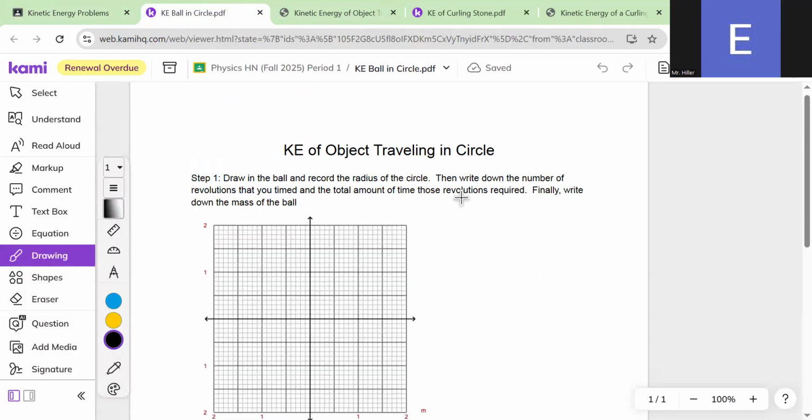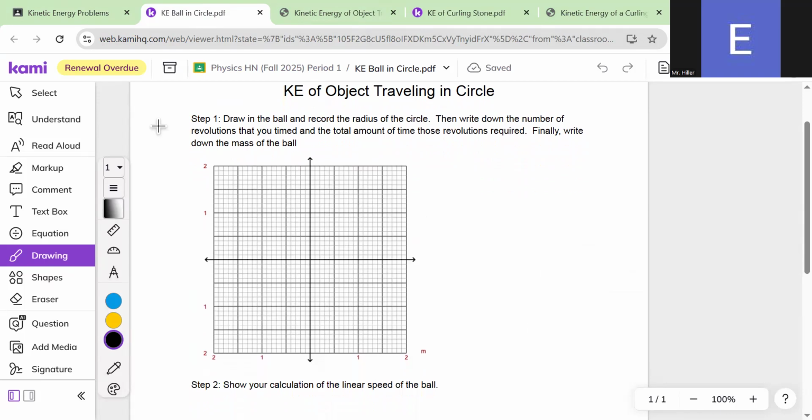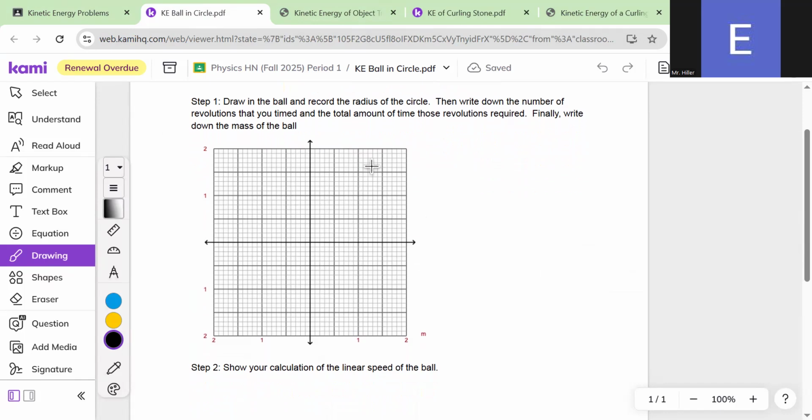Okay, so we're here. First thing we're going to do is get our information. We're going to draw the ball and the radius in the circle. Write down the number of revolutions that you timed and the amount of time you timed it. Okay. All right, so here we go.